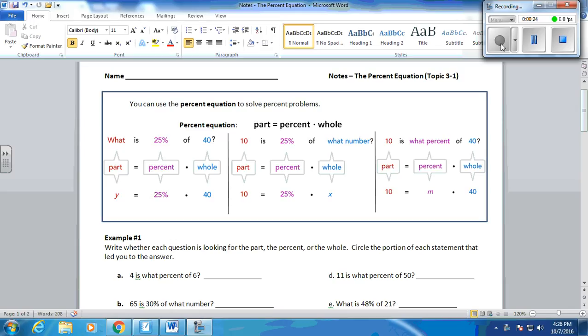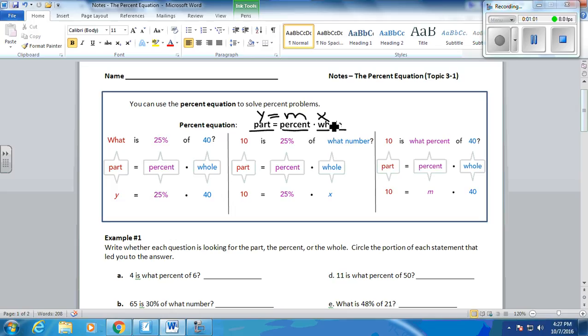It's hard to believe, but if we continue thinking of what we've done in topic 1 and topic 2 so far with proportional relationships, and now we're moving to percents, you might not feel like they're related, but they actually are. Our percent shows a proportional relationship. And what we're going to be using to solve our percent problems is the percent equation, which states part equals percent times whole.